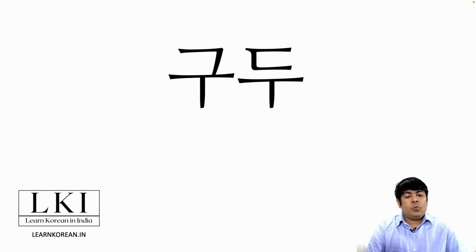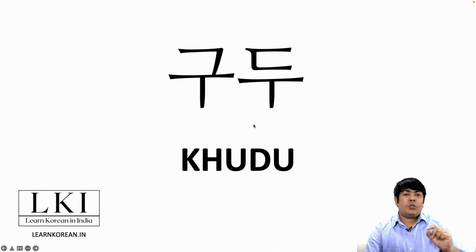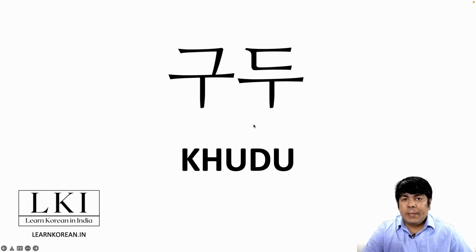But in this word, the same th character is coming in the middle. It's not in the beginning. So the pronunciation of this th character will become d. So this will be pronounced like khu, k plus u, khu, and du, khudu, not khuthu. So th will change to d because it's not in the beginning.